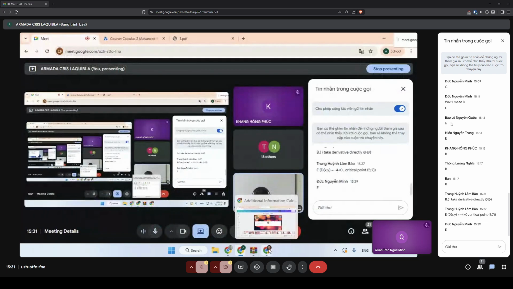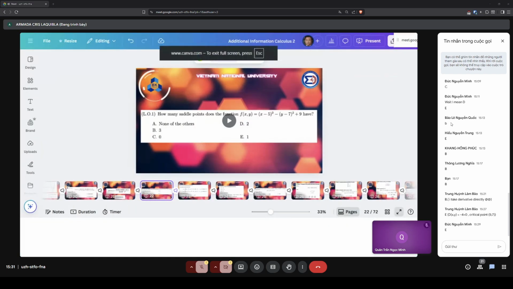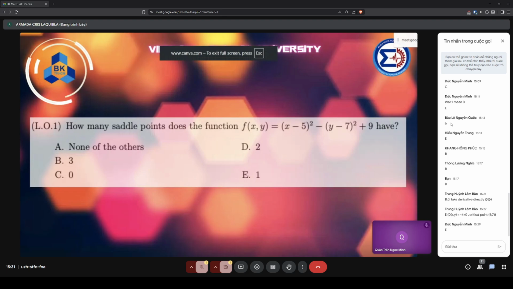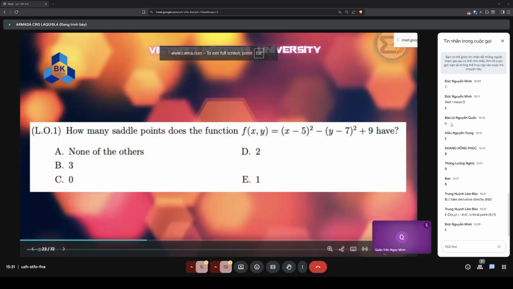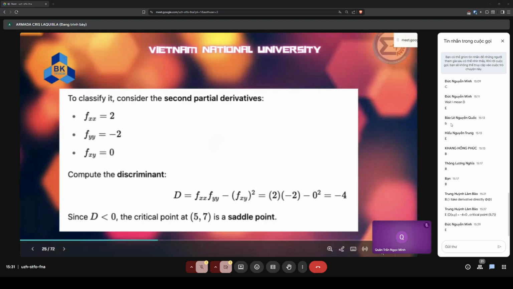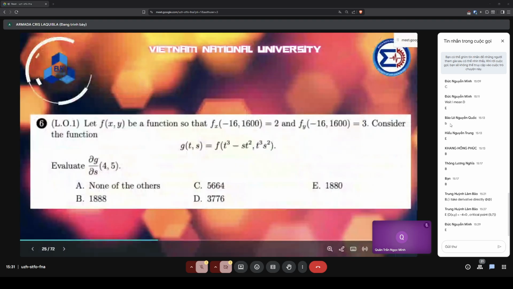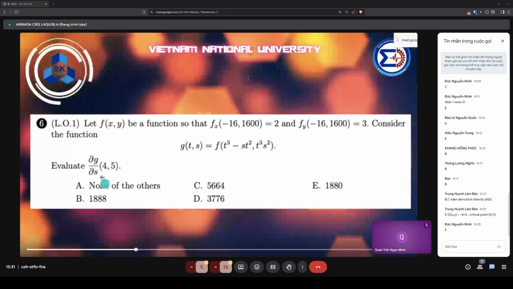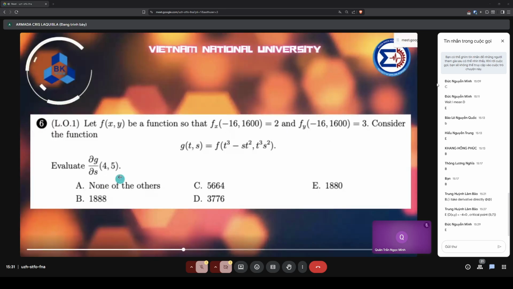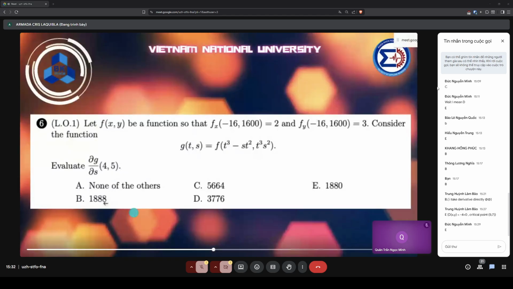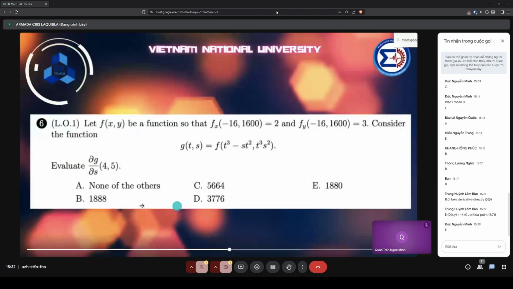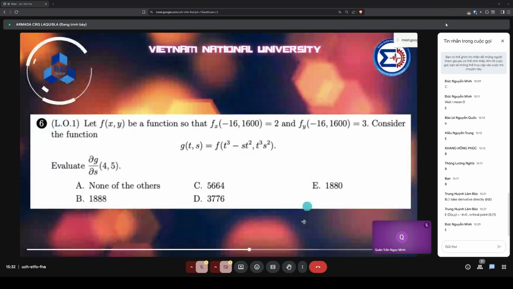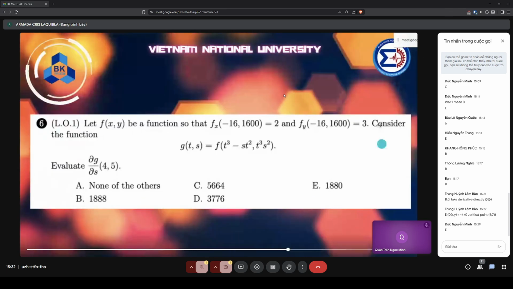Now, let's proceed with the next question. How about this? Let f(x,y) be equal to this. Consider this function. Evaluate the partial of g with respect to s at (4, 5). Where is the answer? A, B, C, D, or E? You have 5 minutes to do this. Your timer starts now.